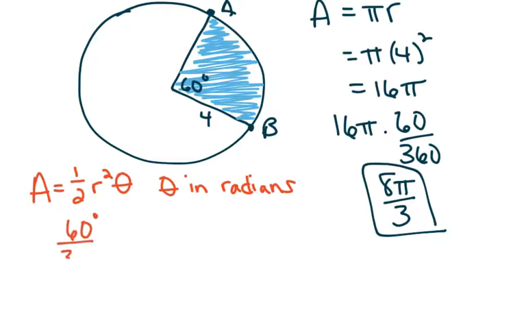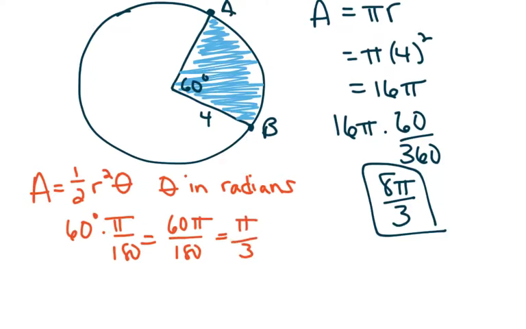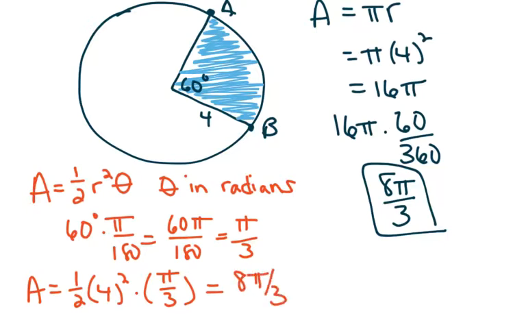So first you want to change 60 degrees into radians, and 60 pi over 180 reduces to 1 over 3 pi. And then the area is going to be 1/2 the square of the radius times the angle in radians. So 4 squared is 16. 16 divided by 2 is 8. And then you get 8 times pi over 3, which is 8 pi over 3. And I get the same answer.